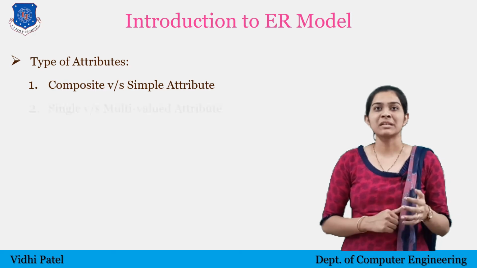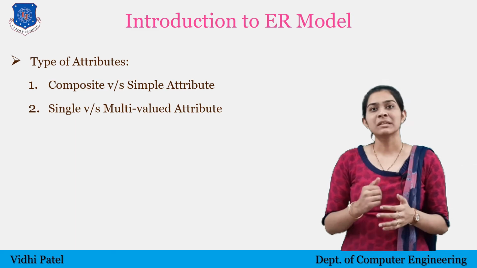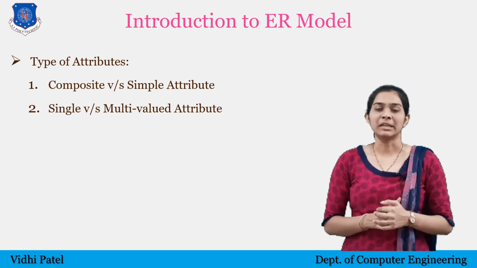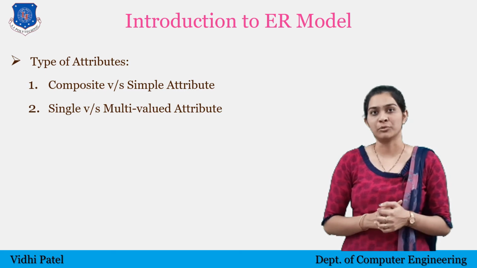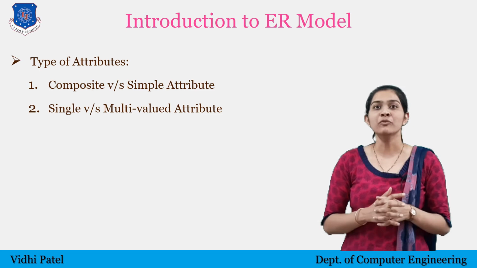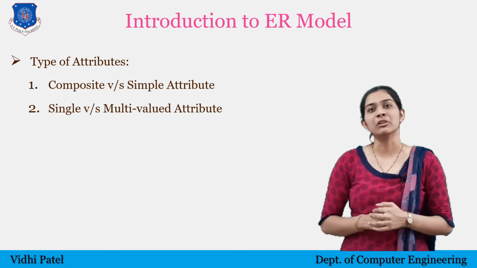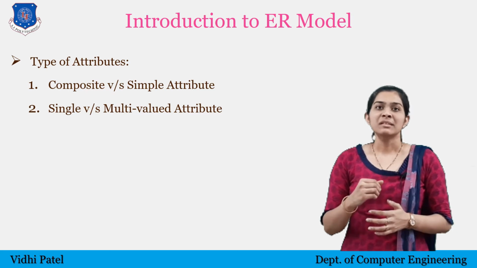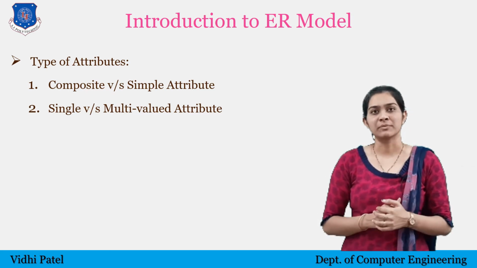Next attribute is single versus multi-value attribute. Single value attributes have single data value for a particular entity. For example, customer ID and account number are single value attributes. Multi-value attributes have multiple data value for a particular entity. For example, contact number is a multi-value attribute, since any particular customer can have 0, 1 or more contact numbers.